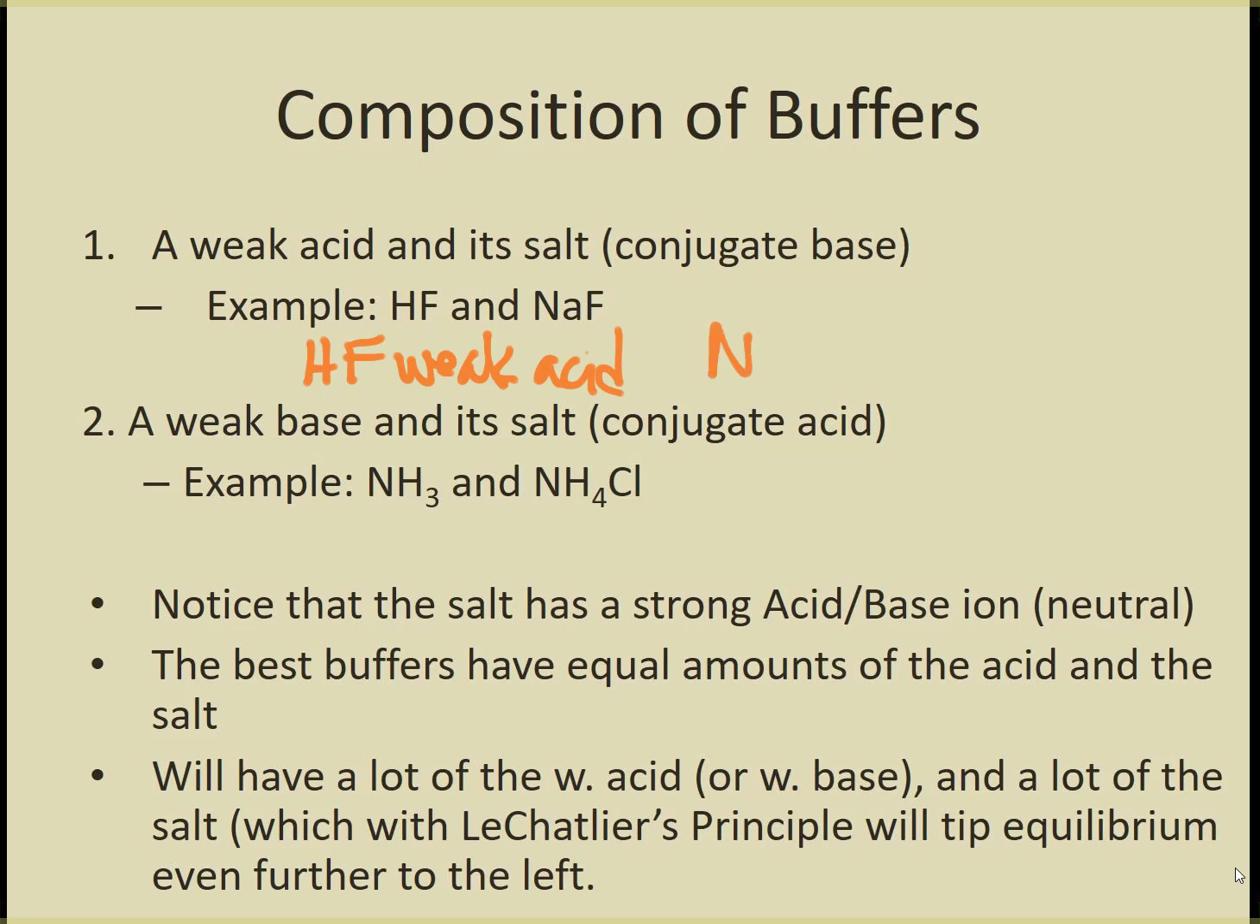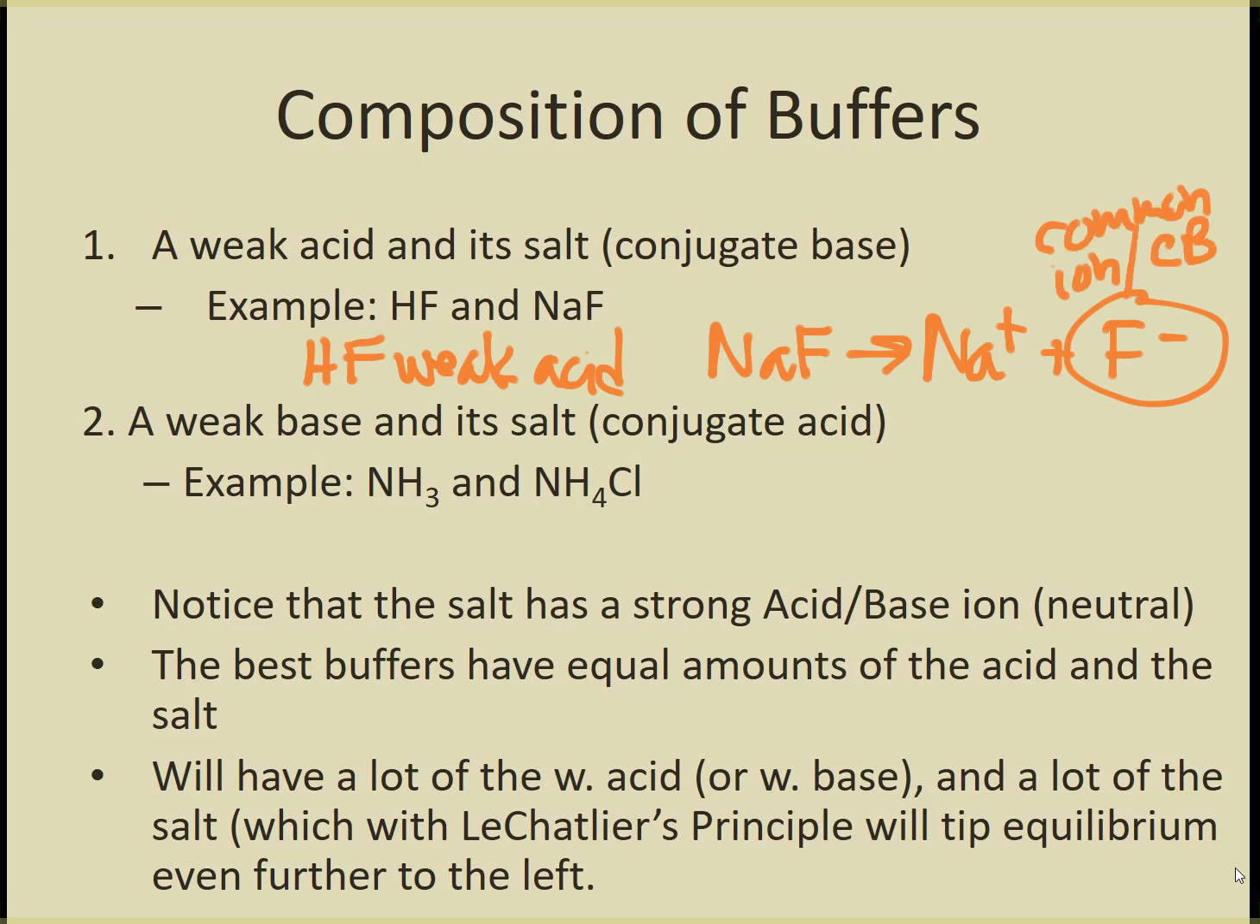Then if I had NaF, because this dissociates into that fluoride ion, this is your common ion. It is also your conjugate base. If I were to add this to the weak acid, then I would get a buffer solution. Essentially, I would have extra of this fluoride ion, but it would be in this equilibrium system driven more towards the HF because I just added some extra fluoride ion.